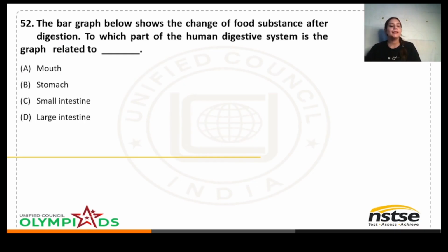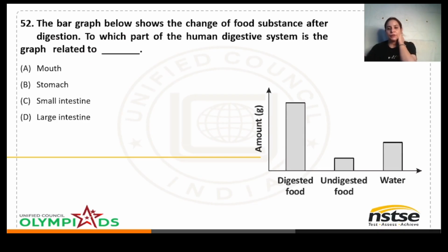Okay, next question says, the bar graph below shows the change of food substance after digestion. To which part of the human digestive system is the graph related to? So we have this question, we have a graph, so we need to tell which part is indicated here. The graph shows the change of food substance after digestion. The digested food is more, it has got some undigested food also, and it has got water also, meaning water is also not absorbed.